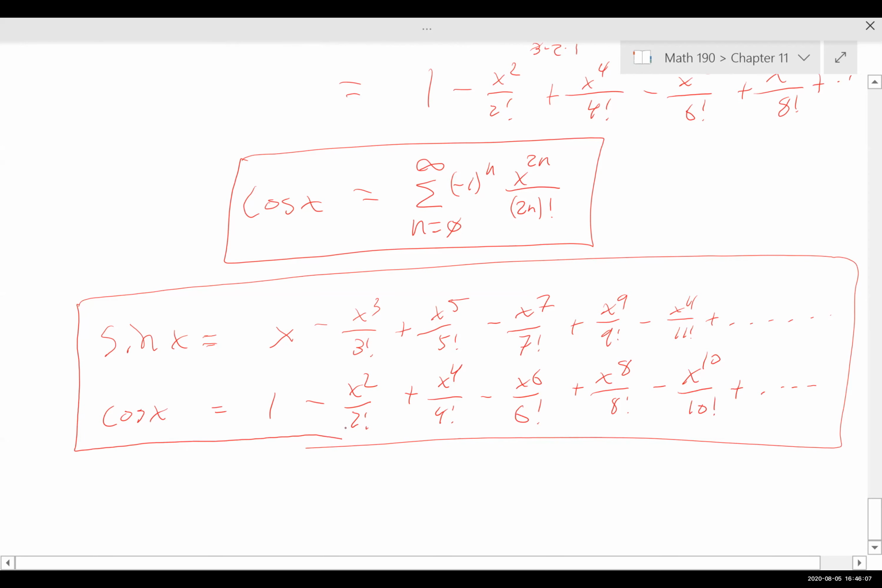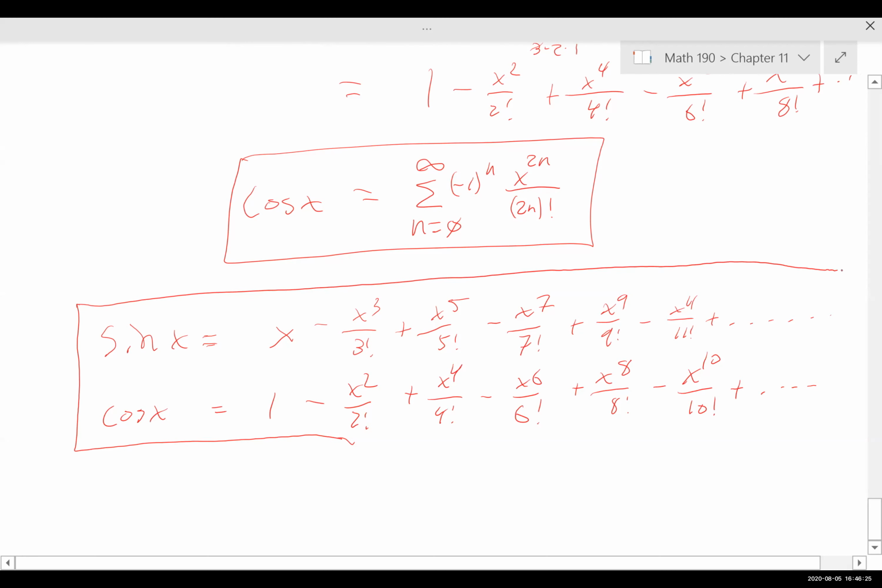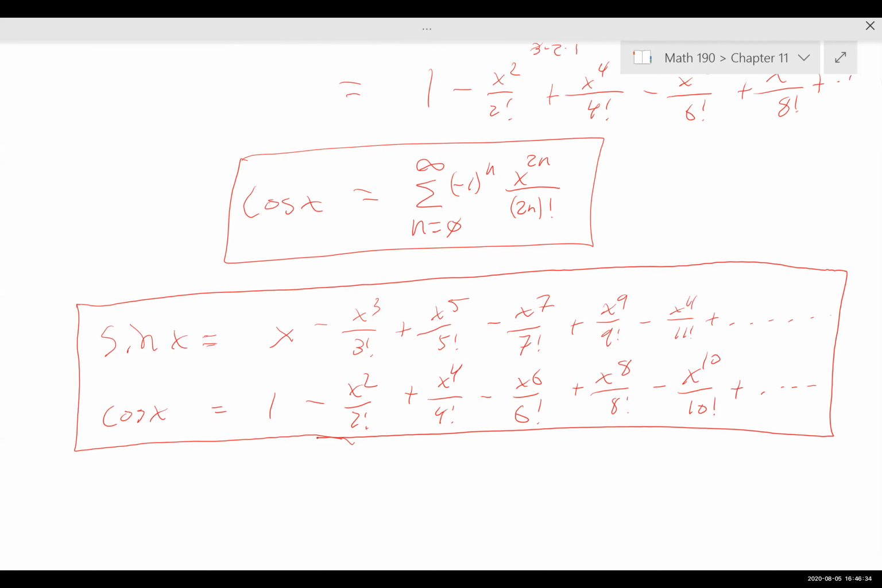Okay, so now let's see the really cool part. This is my favorite part of Calc 2. This is my favorite formula. It really is one of my favorite formulas of all time. I used to call it the proof of the existence of God, but I can't get away with that anymore.